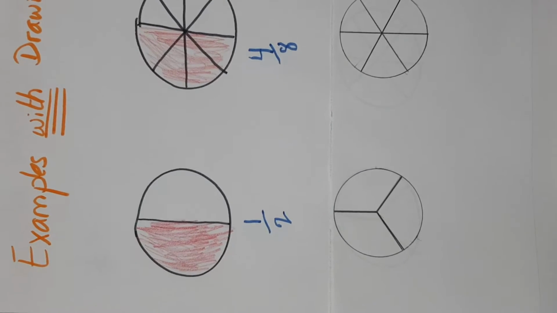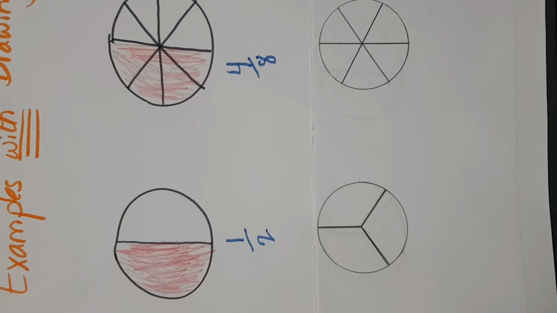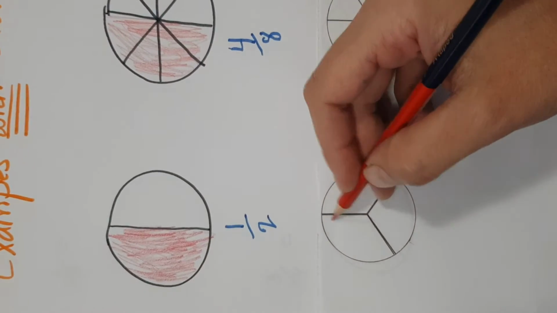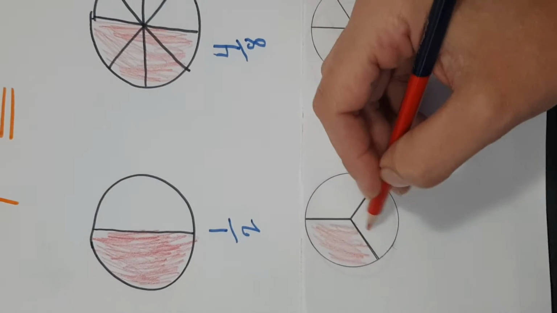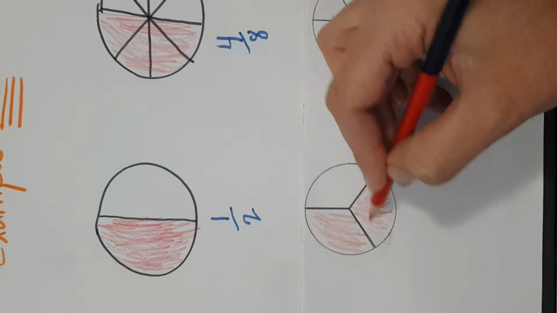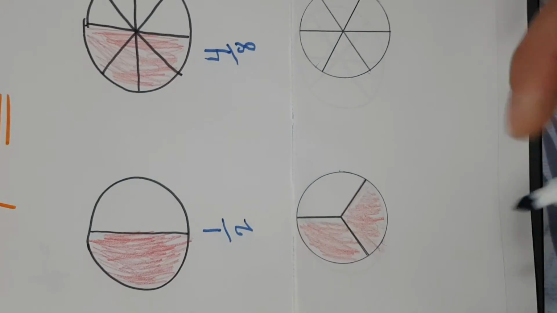In the next example, let's say Saif has a cookie. He decided to eat 2 parts of the cookie, which means he divided it into 3 parts, and he's eating only 2/3 of it. So here, in this case, Saif ate 2/3 of his cookie.